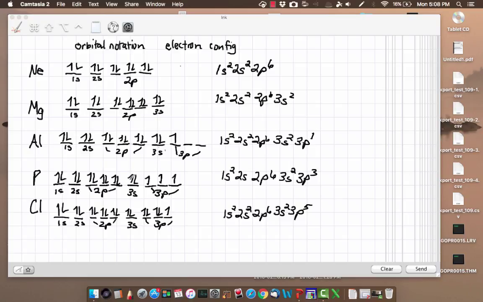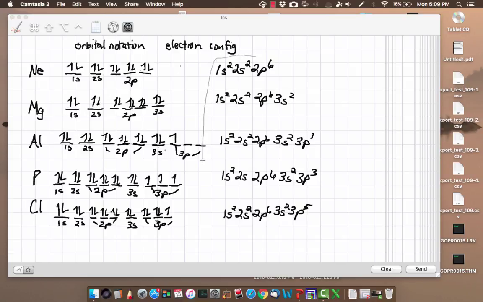We used the rules of electron configuration to do these orbital diagrams and turn them into electron configurations. The next thing I asked students to do was recognize what is the same in all of these electron configurations. The thing that's the same is that they all have 1s2, 2s2, and 2p6.